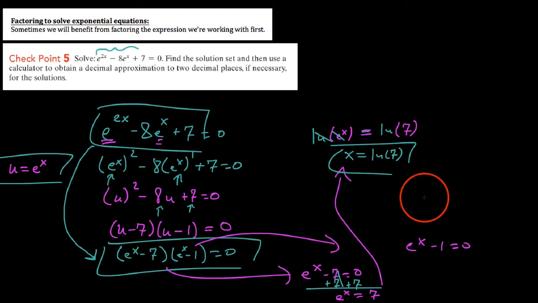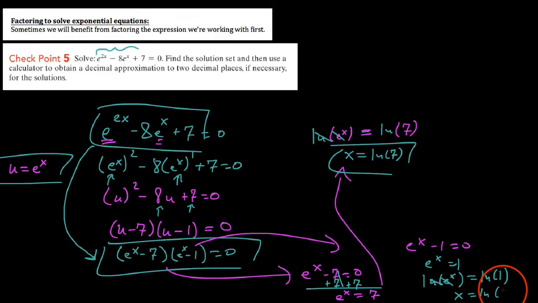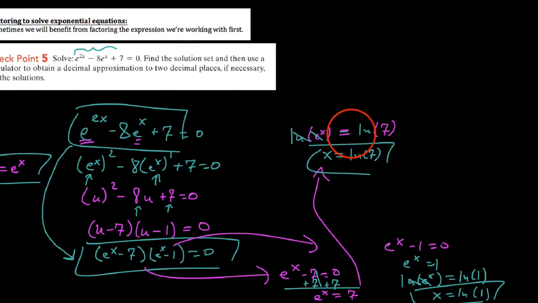Likewise, when we look at this over here, we get e to the x equals 1. Taking the natural log of both sides, we end up with x equals the ln of 1. In this particular instance, the log of 1 is always 0. So one of our solutions here is 0, and the other one is just the ln of 7, whatever that happens to be. We could find this out to two decimal places using our calculator.